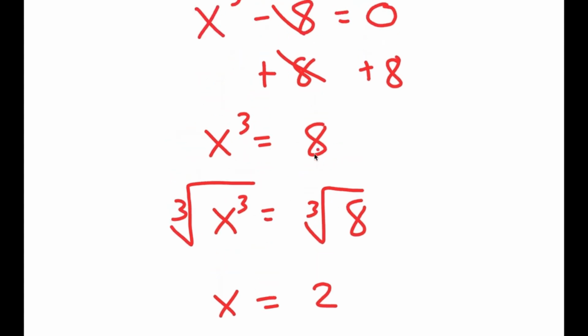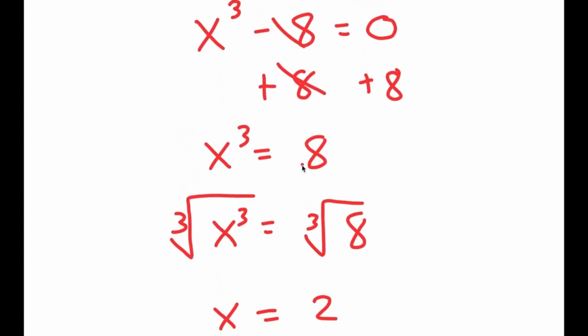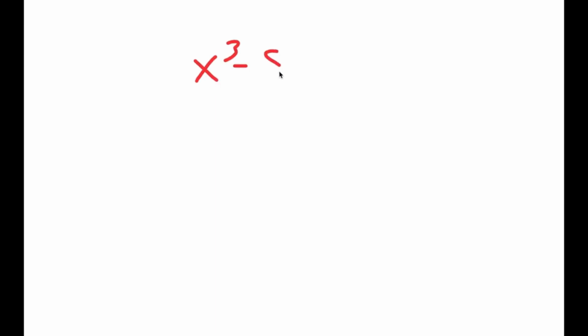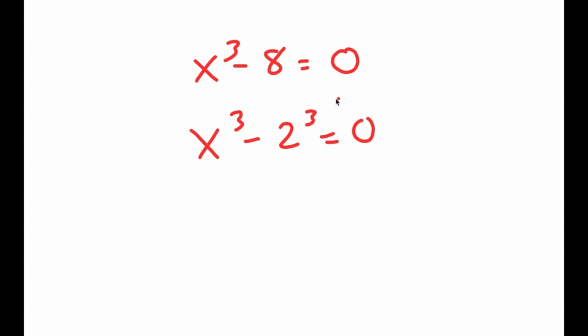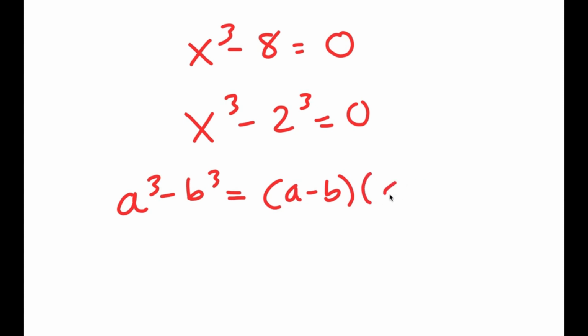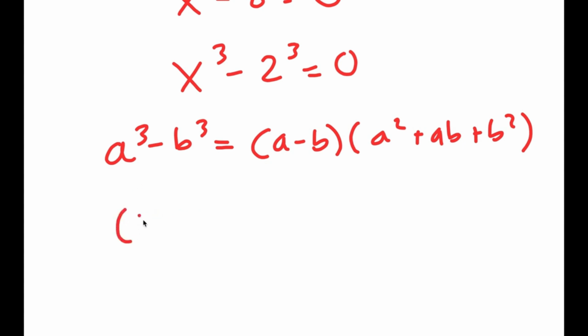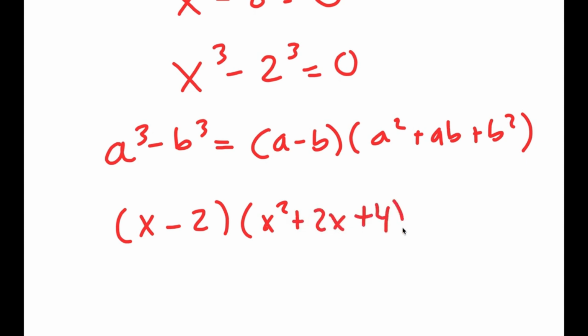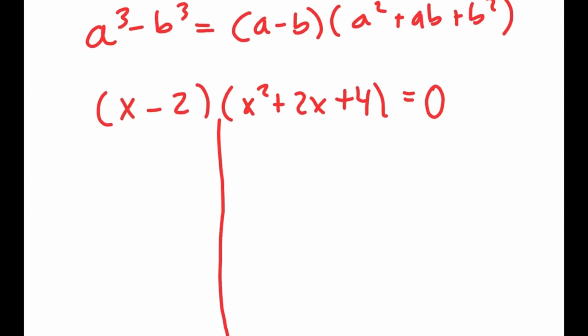But actually, there is more than one solution to this equation. So I'm going to rewrite my equation here, x to the power of 3 minus 8 equals 0. And now I'm going to rewrite 8 as 2 to the power of 3. So I get x to the power of 3 minus 2 to the power of 3 is equal to 0. And then now I'm going to use the formula a to the power of 3 minus b to the power of 3 is equal to a minus b times a squared plus ab plus b squared. So in this case, this turned into x minus 2 times x squared plus 2x plus 4 is equal to 0.